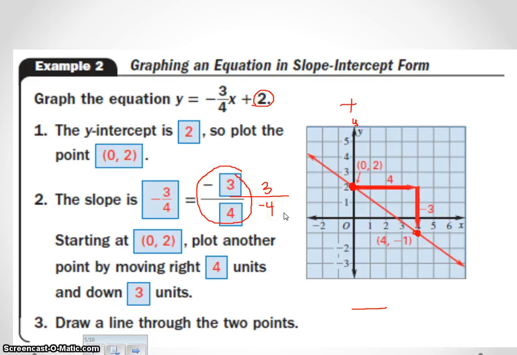You could have, let me erase this stuff first. You could have started at 2 again. Again, you want to start at 2. You could have moved down negative 3 first. I always do my rise first, which is down. 1, 2, 3. Now I'm here. Now I run positive.